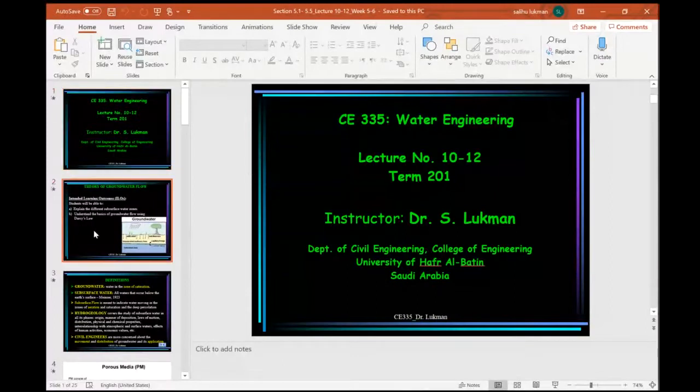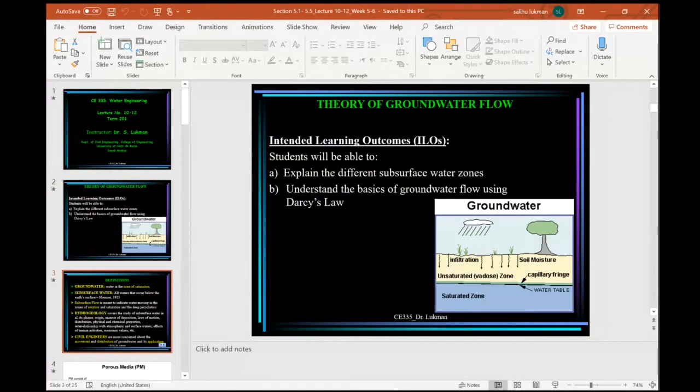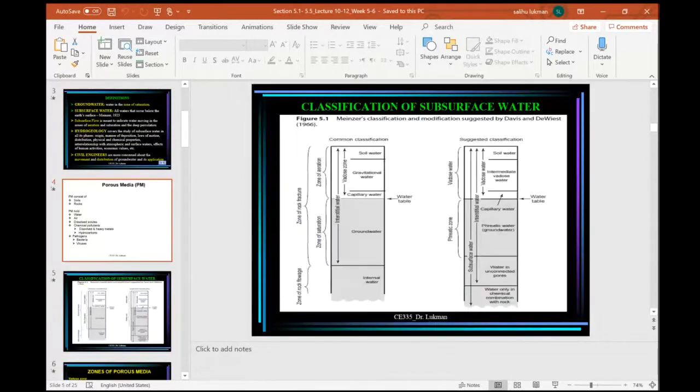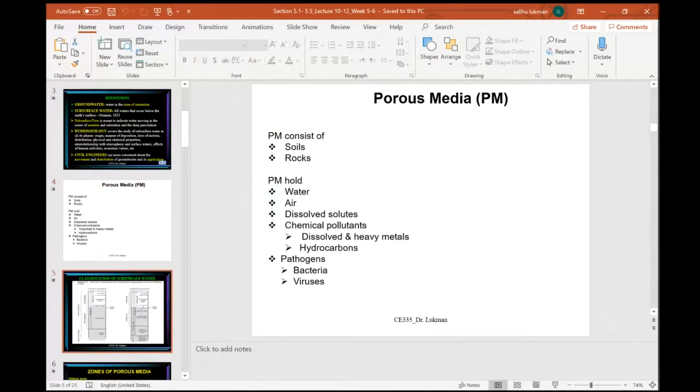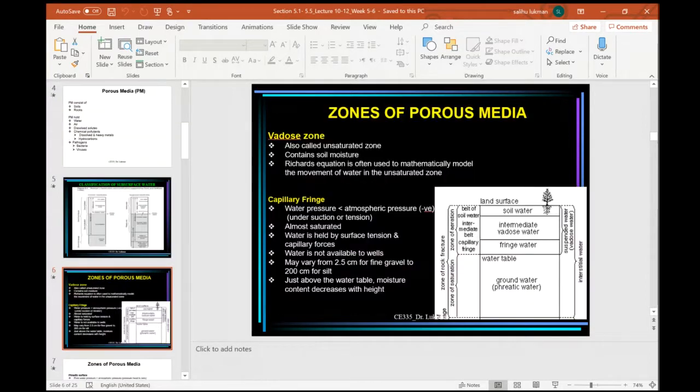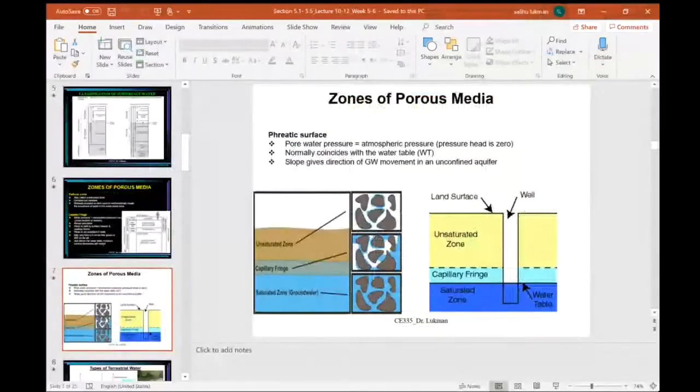This class we started looking at the theory of groundwater, where we define groundwater, hydrology, and the role of civil engineers and hydrogeologists when it comes to the issue of groundwater. We define porous media and its constituents, and then we look at the subsurface classification of water, from the unsaturated to the saturated zone, and the different zones of porous media.